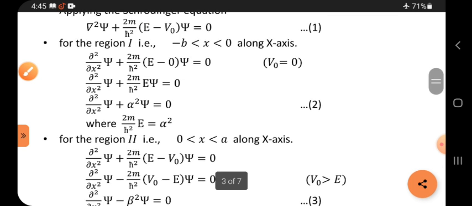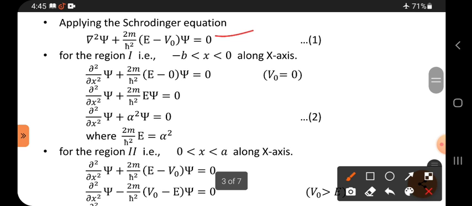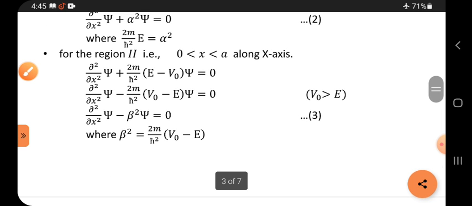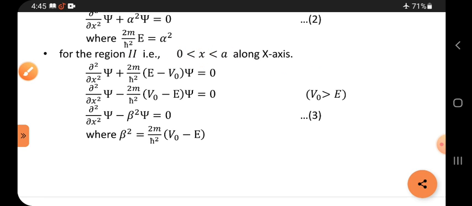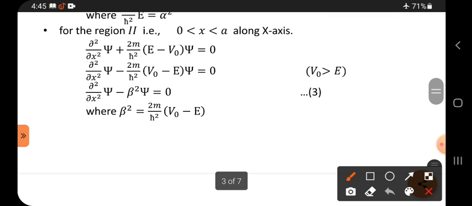Next let me apply the Schrodinger wave equation, the first equation, to region 2, the second region. The second region lies between 0 and a, that is along the x direction, that is why the x coordinate is taken. So ∂²ψ/∂x², only the x² term is taken, plus 2m/ħ² (E − V0)ψ.